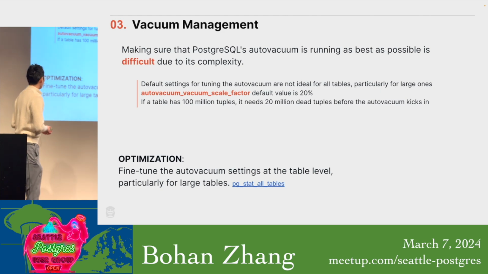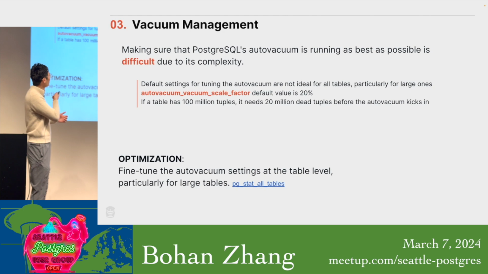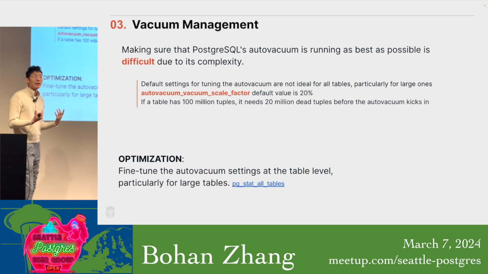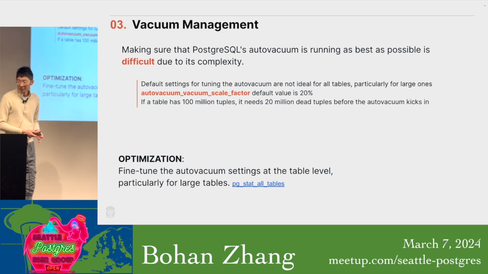So ideally, we should fine-tune autovacuum settings at the table level. For large tables, we should decrease the scale factor so that autovacuum kicks in earlier. In Postgres, actually, you can set the autovacuum settings at the table level. So we should fine-tune autovacuum settings, particularly for the large tables.